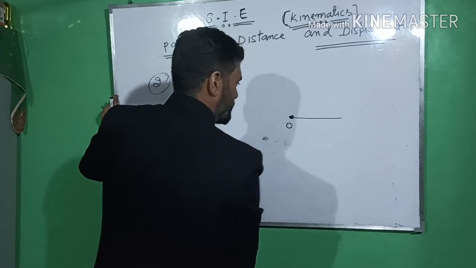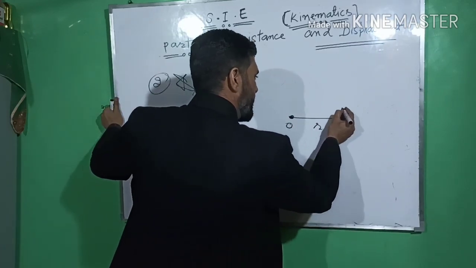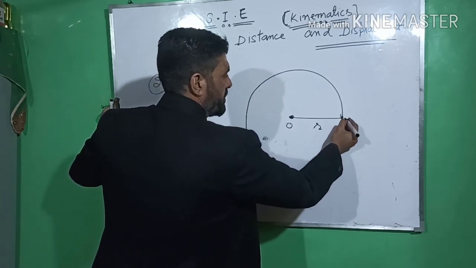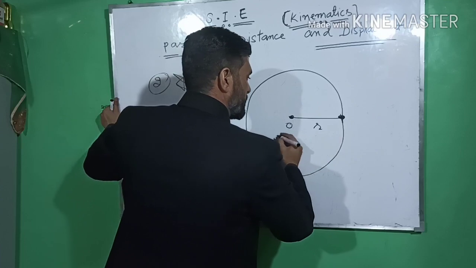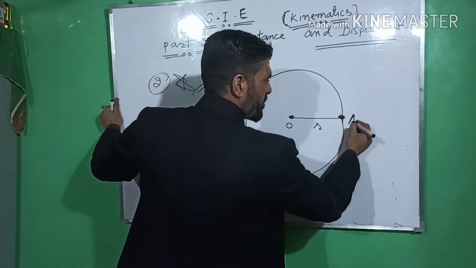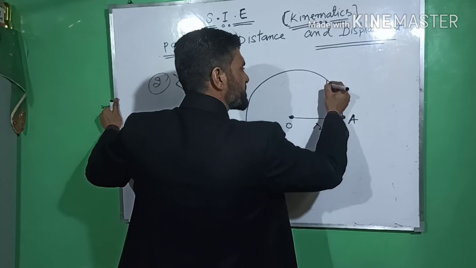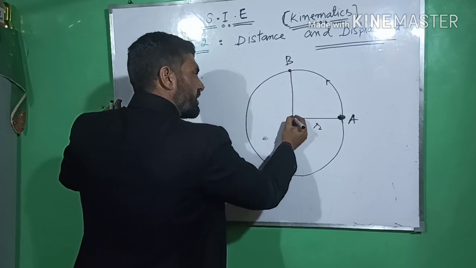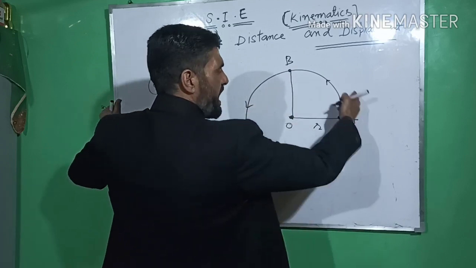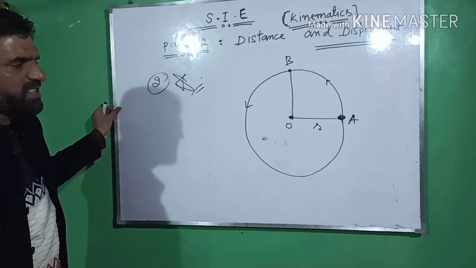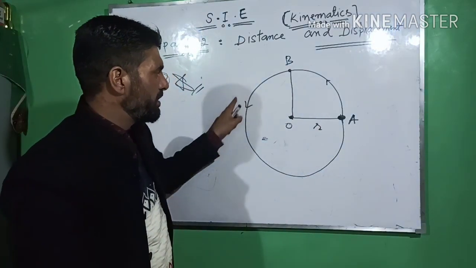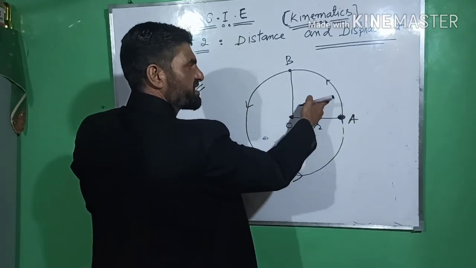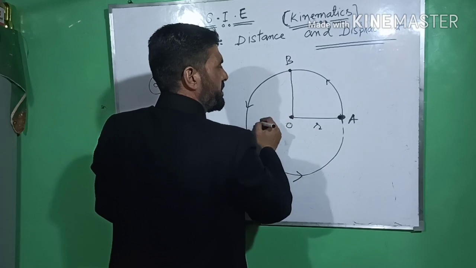Here I am taking a point O, and this is R, and let a particle be revolving like this. R is the radius of the circle. Let's say the particle starts from point A, and after a certain interval of time it reaches point B, making an angle. The particle is revolving in a circle in an anti-clockwise direction.